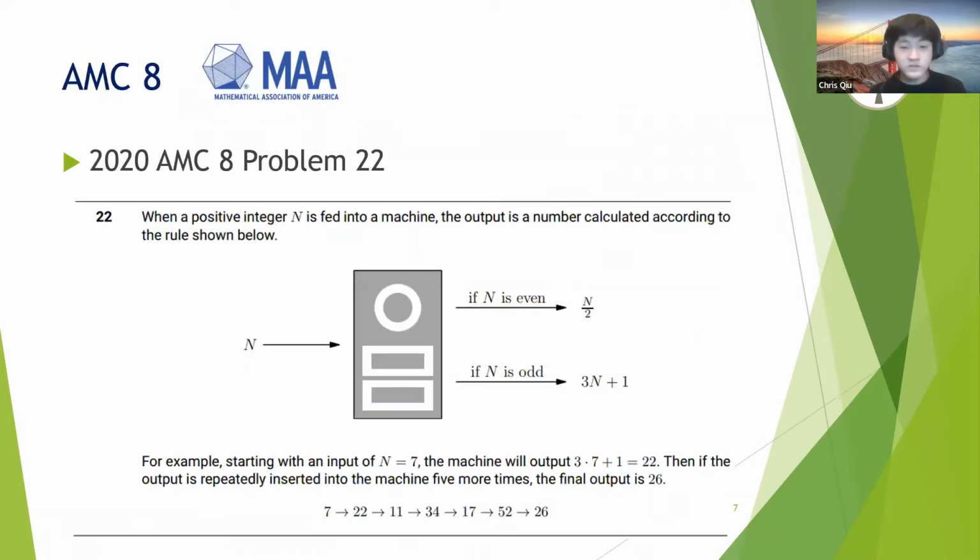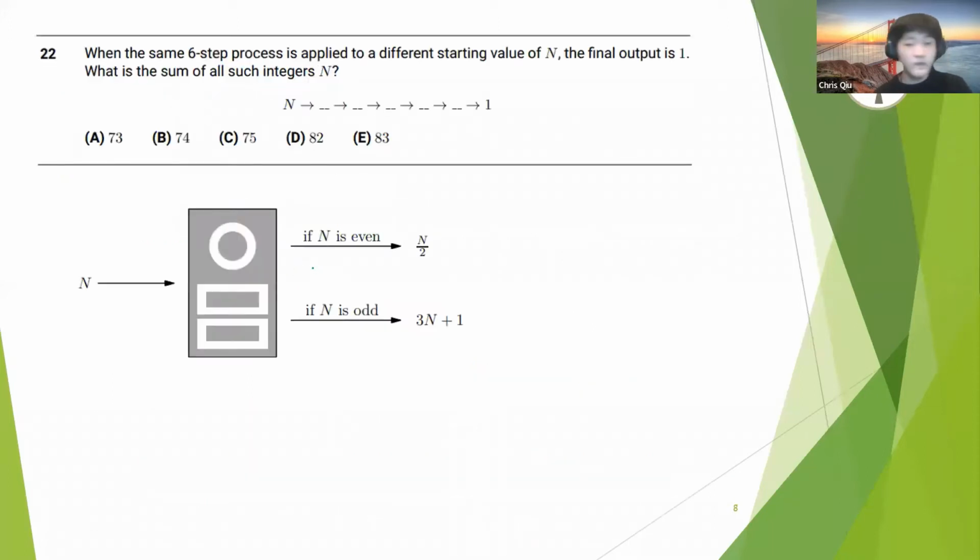So in problem 22, we're given this machine where a positive integer n is fed into it and an output is calculated according to this rule. We're asked, when the same 6-step process is applied to a different starting value of n and the final output is 1, to find the sum of all such integers n.